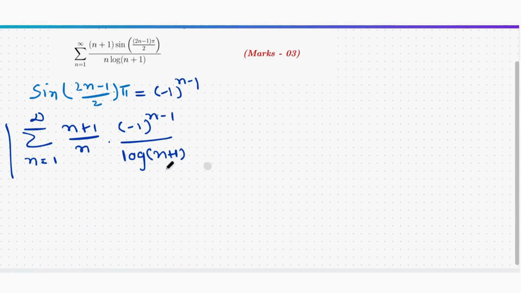Now we are interested in finding the convergence of this series. Let's first observe that minus 1 raised to n minus 1 is given. So this series is nothing but an alternating series. And if an alternating series is given, then to find its convergence we use the Leibniz test.